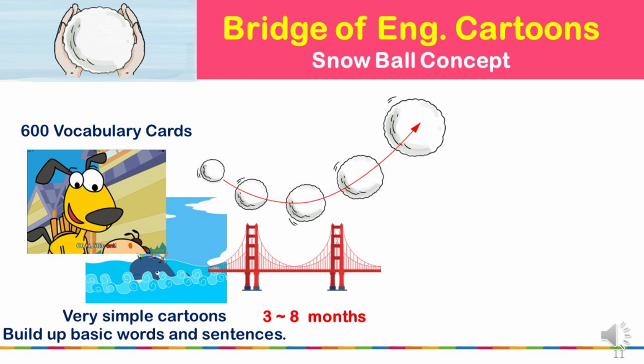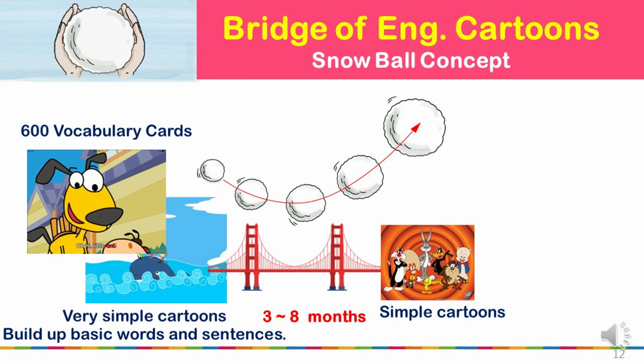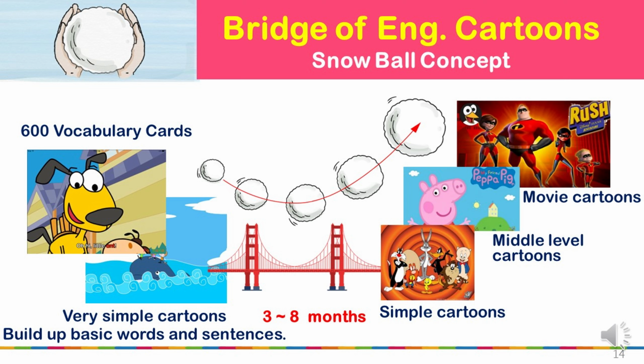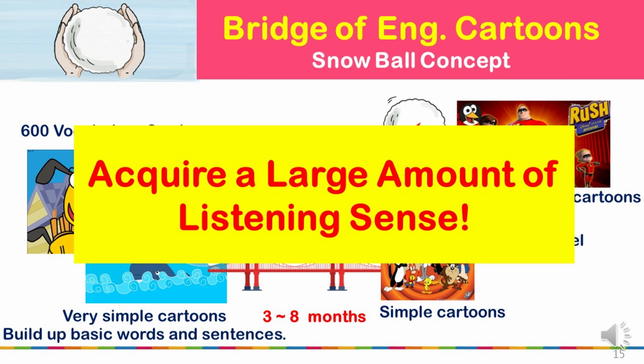Usually after using PadKaKa for about 3 to 8 months, he can watch very simple English cartoons. After that, he can watch more difficult cartoons such as Peppa Pig, and then he can watch movie cartoons. PadKaKa is like wet snow and rolls like a snowball, allowing children to watch English cartoons for 5 years, 10 years. Therefore, PadKaKa's key role is to serve as a bridge for watching general English cartoons.